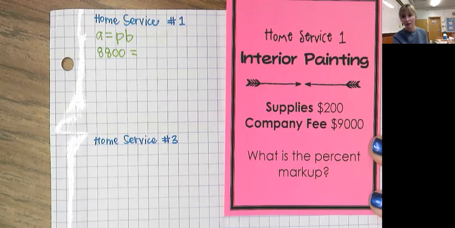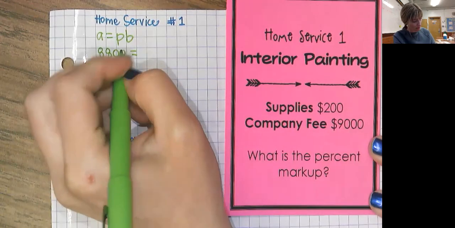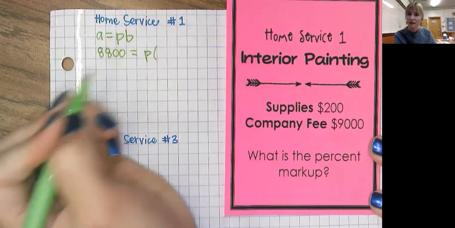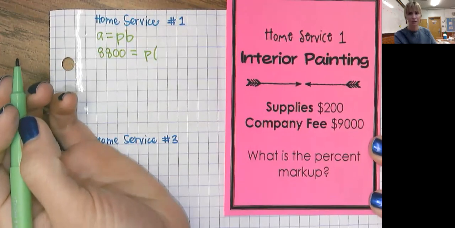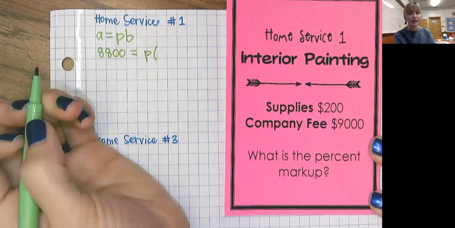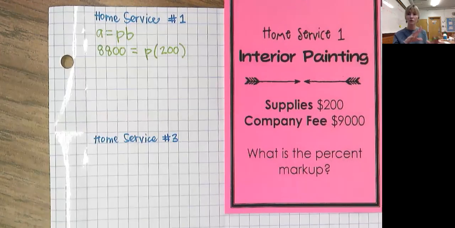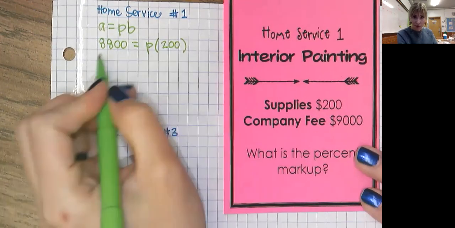Remember, when you're calculating a percent of change, you have to subtract first. 8,800 is the amount of change. P is the percent, which is what we're looking for. And what's B? What would be the original in this scenario? In this scenario, the original would be your cost. What would it cost if you did it yourself? Just the cost of supplies is the original. Okay, so your cost is the original. There, we've got it set up.